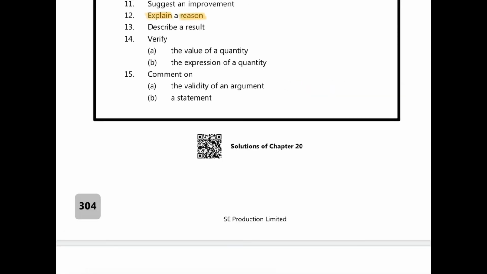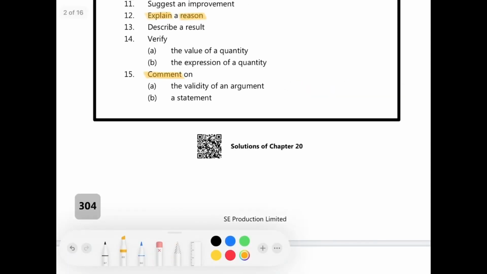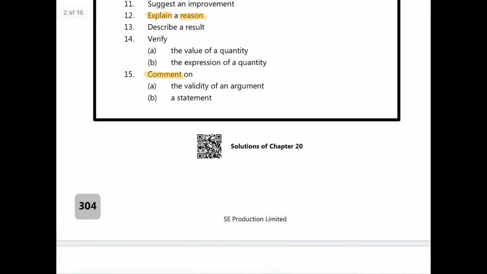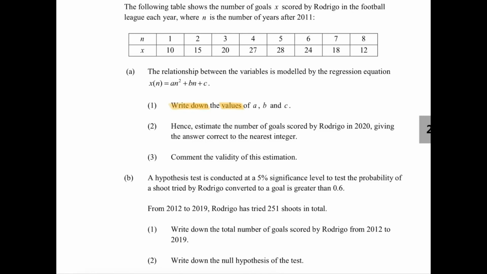Sometimes we are also needed to comment on the validity of an argument or a particular statement. Take question A3 as an example. We are expected to comment on the validity of a particular regression estimation. Say, for example, we can comment that this estimation is invalid if the estimation is an extrapolation.